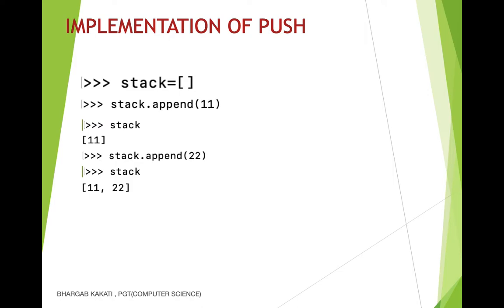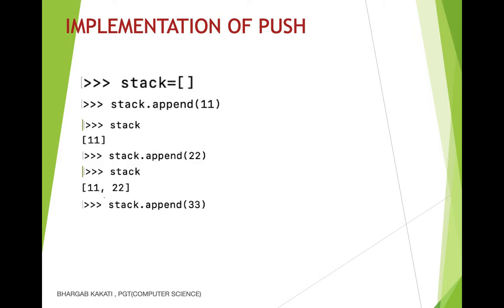So now what is the value of top? The value of top is 1. Why 1? Because in case of a linear list, as you already know from your class 11 concepts, the indexing starts from 0. 0, 1, 2, like this it will go.